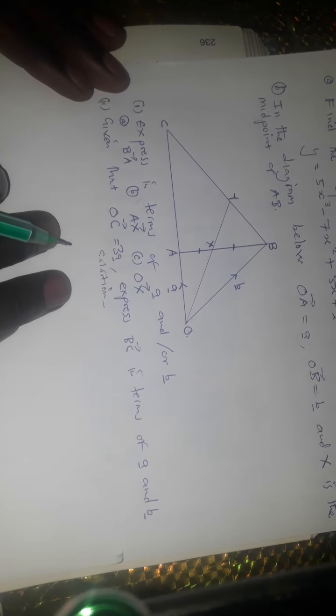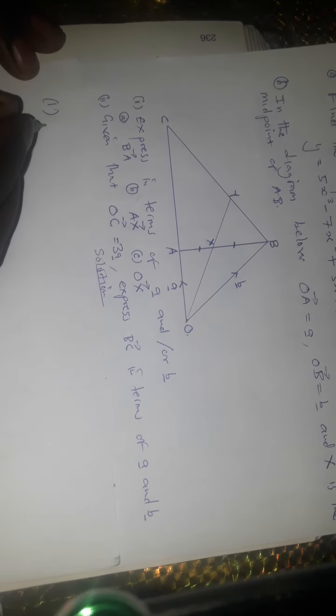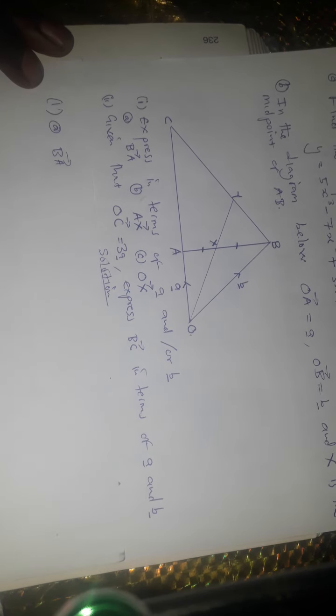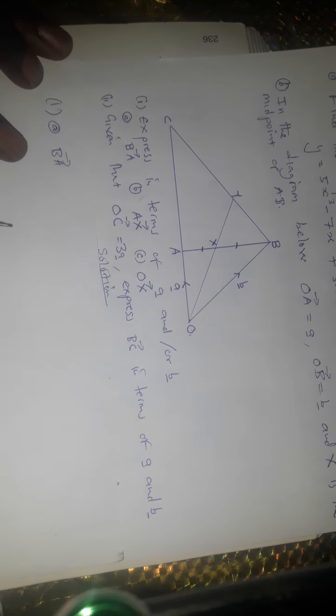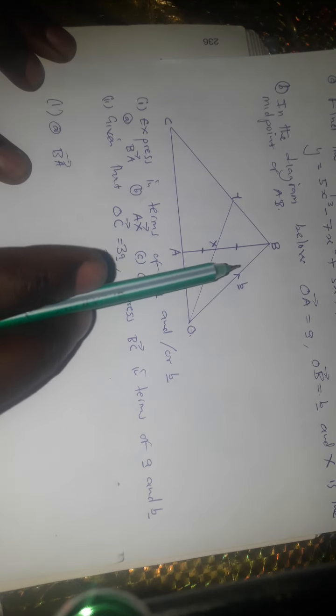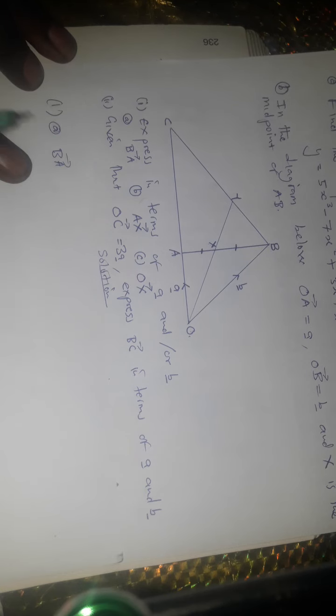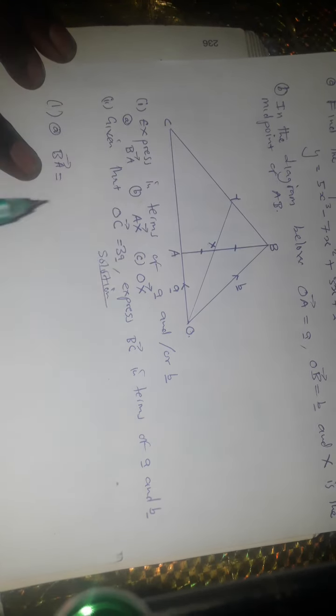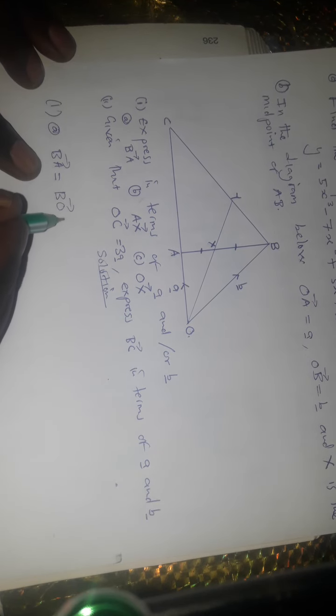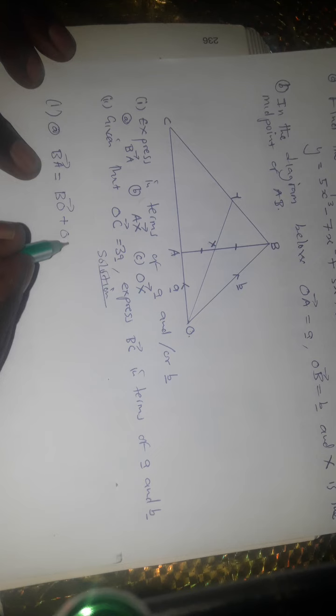So for our solution, we are beginning with that 1A for the vector BA. So to get the vector BA, we should consider the direction. We shall move from B to A. So our BA will be gotten by the addition of these two vectors. So BA will be equal to BO, vector BO plus vector OA.